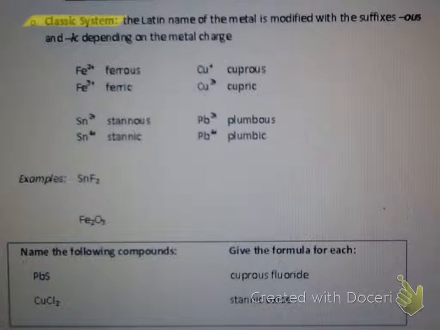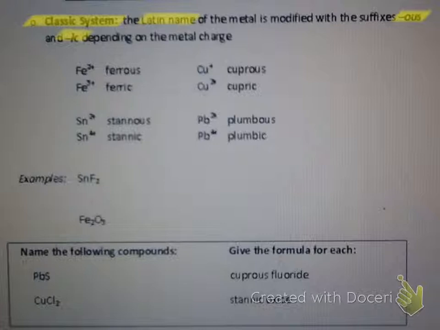But I will say that we have to know the classic system of naming too. This is an older system of naming that actually uses the Latin names of the metals rather than the names we usually use nowadays. So the Latin names are a little bit different, and then we're going to take that name and modify the suffix. If we have the lesser of the charges that the metal can form, we're going to use the us suffix. And if the charge is the greater of the 2 charges, we're going to use the ic suffix with the Latin name of the metal.